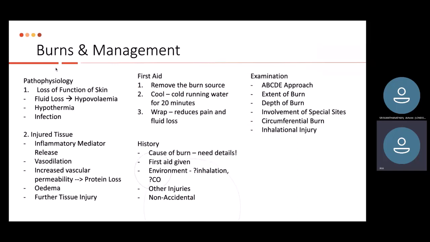Now, when that person comes in to A&E or whatever setting you're seeing them, it's really, really important that you understand exactly what happened to them. So look at the cause of the burn. You want to know what first aid they've already given.